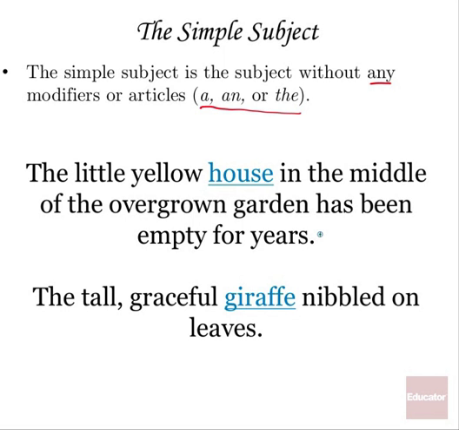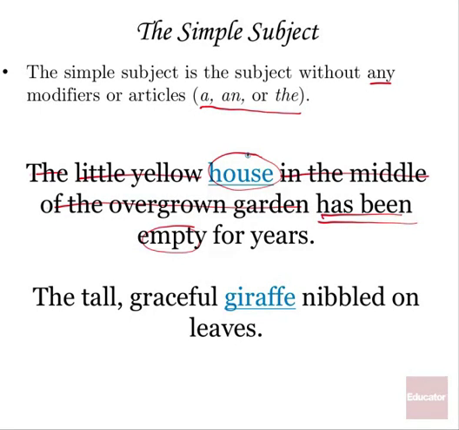How do we know? Well, our verb is has been. A linking verb, all right? It connects the subject to its complement, empty, and the is an article. Little and yellow are both adjectives modifying house. In the middle and of the overgrown garden are both prepositional phrases. And again, they are modifying the subject house. So house is what's really performing the action, so it's the subject of the sentence, the simple subject.